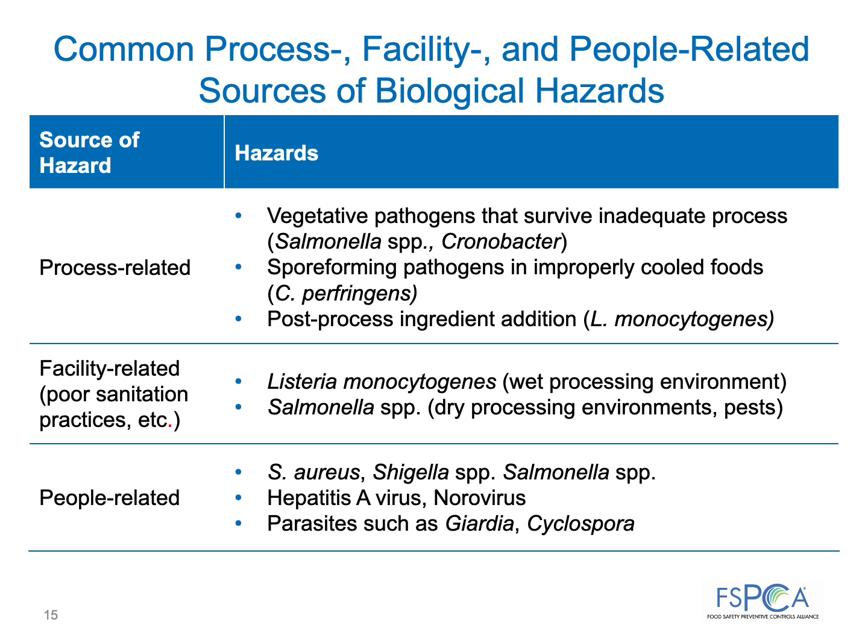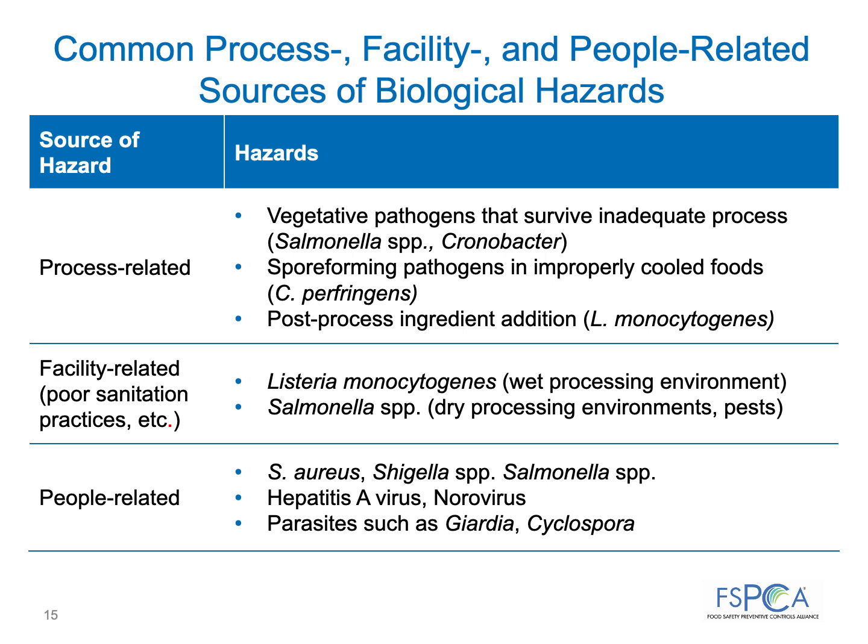Listeria monocytogenes is typically more of a concern in wet processing environments, and Salmonella and Cronobacter in dry environments. People, food handlers, can also be a source of hazards from shedding in their vomit or feces: Shigella, Salmonella, Hepatitis A, norovirus, or parasites; or from skin lesions or wounds: Staphylococcus aureus. Food handling hygienic practices are essential when handling products post-process.